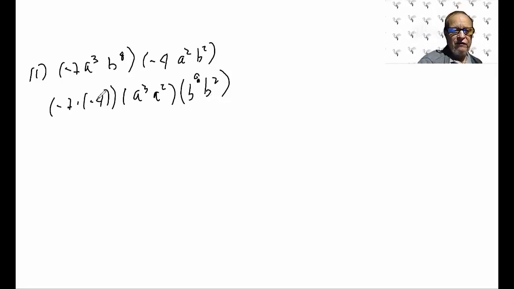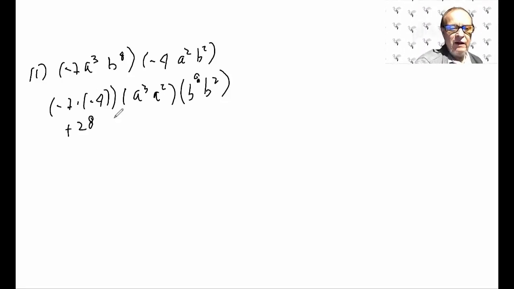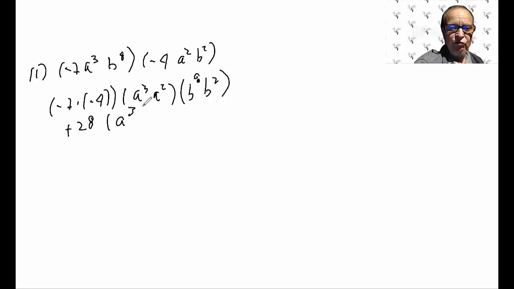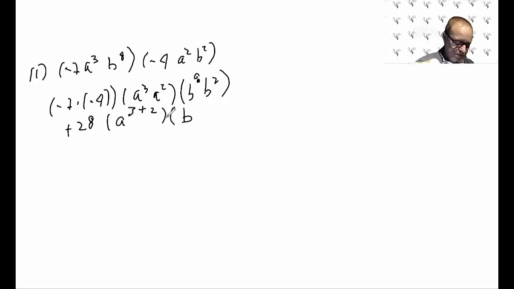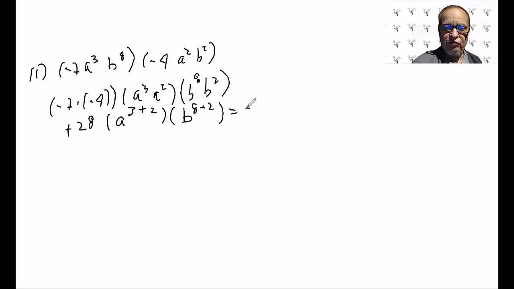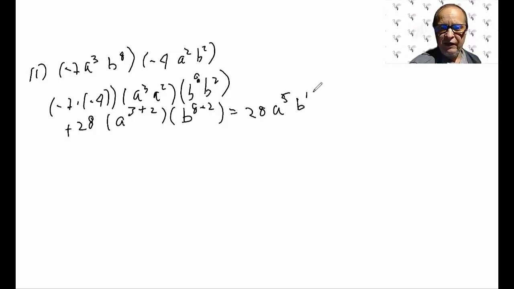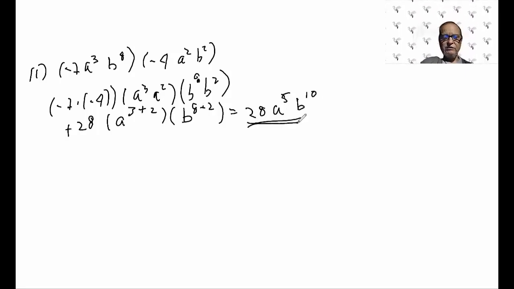And I find negative 7 times negative 4 is positive 28. And then I use my product rule here where I have a, 3 plus 2, and then my product rule here for b, where I have 8 plus 2. So I finally get 28, a, 3 plus 2 is 5. And then b, 8 plus 2 is 10. And that's my final answer.